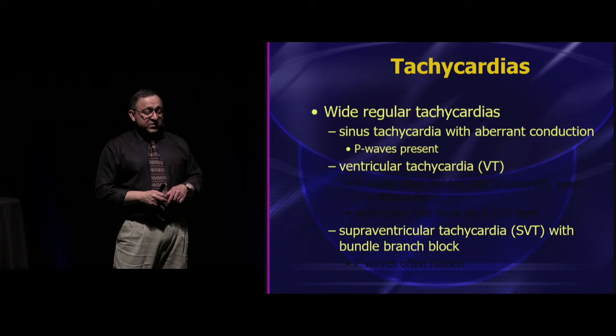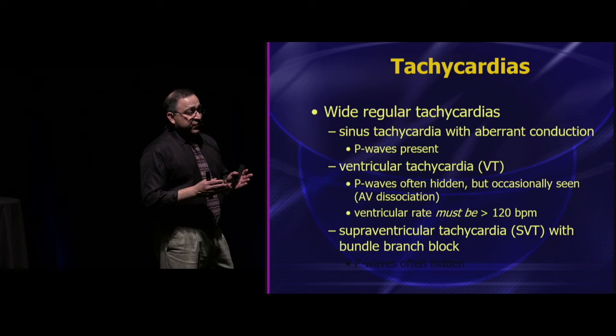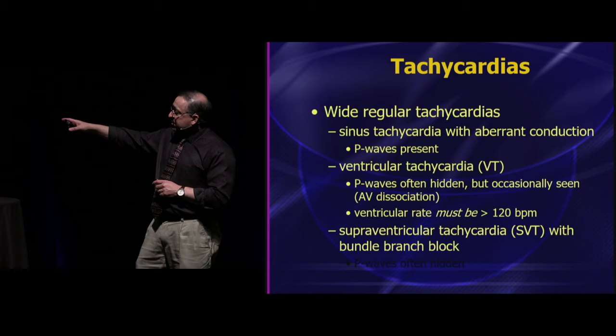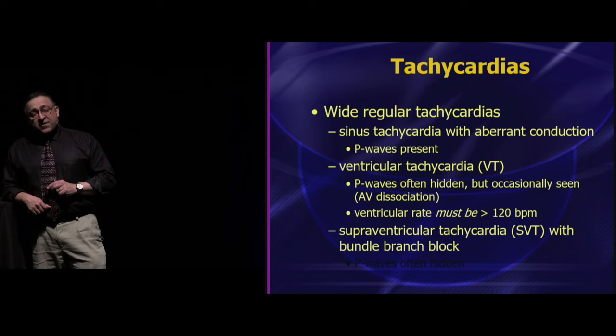Ventricular tachycardia, you often don't see P waves, or if you see P waves, they are not associated with the QRS. That's referred to as AV dissociation. We'll show examples of that. And you'll notice I put up there the ventricular rate has to be at least 120. Some authors go by 130. I prefer going by 130, but we'll just go with 120 for this course. That's not often taught. It's a very important thing to keep in mind.